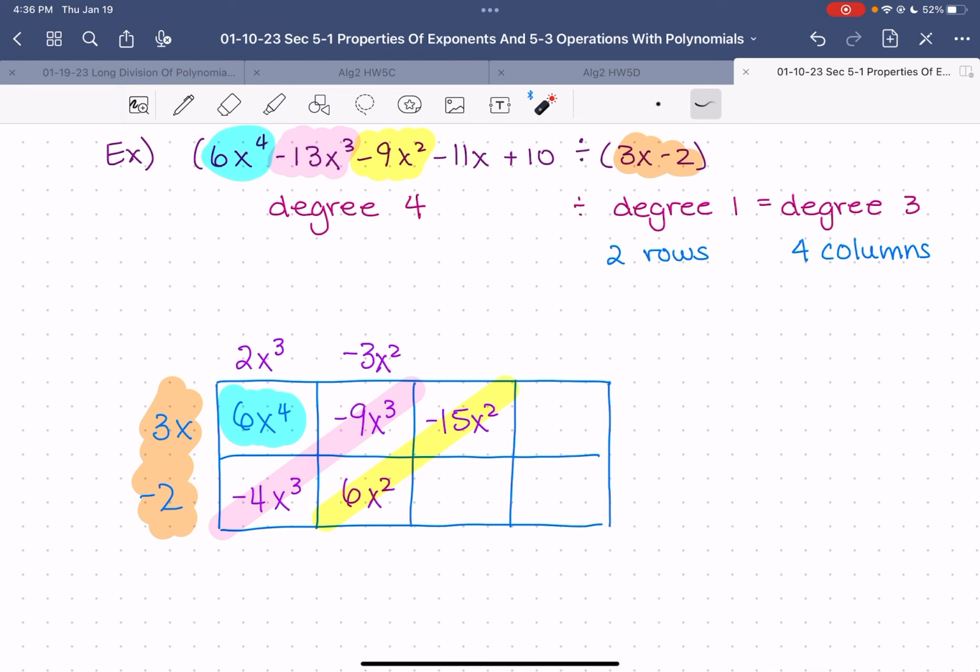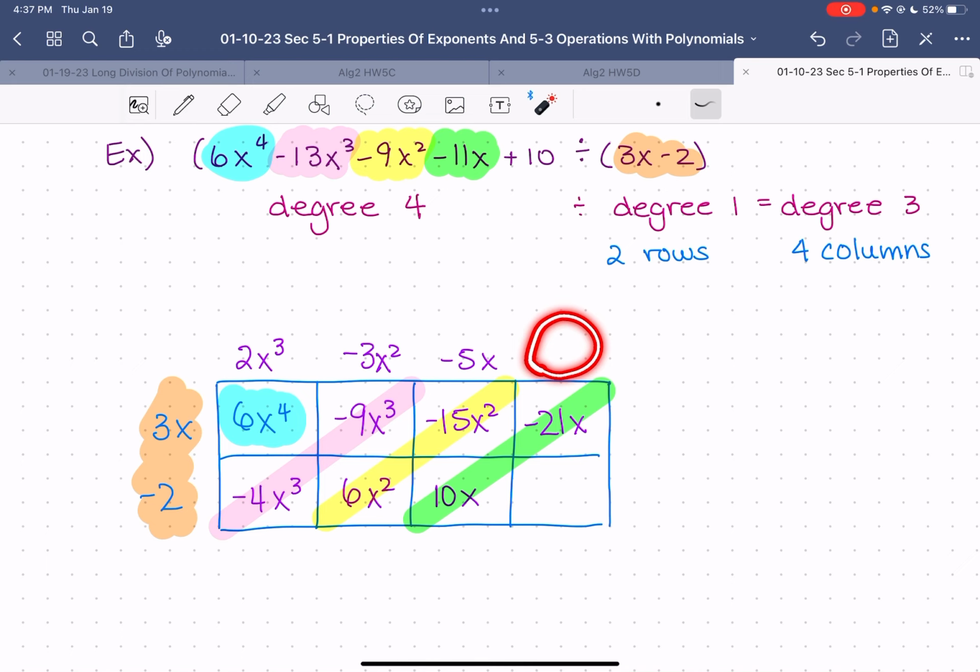And then all over again. What do you multiply by 3x to get negative 15x squared? It's negative 5x. You multiply by negative 2, you get positive 10x. And this diagonal should equal negative 11x. So what do you add to positive 10x to get negative 11x? It's going to be negative 21x.